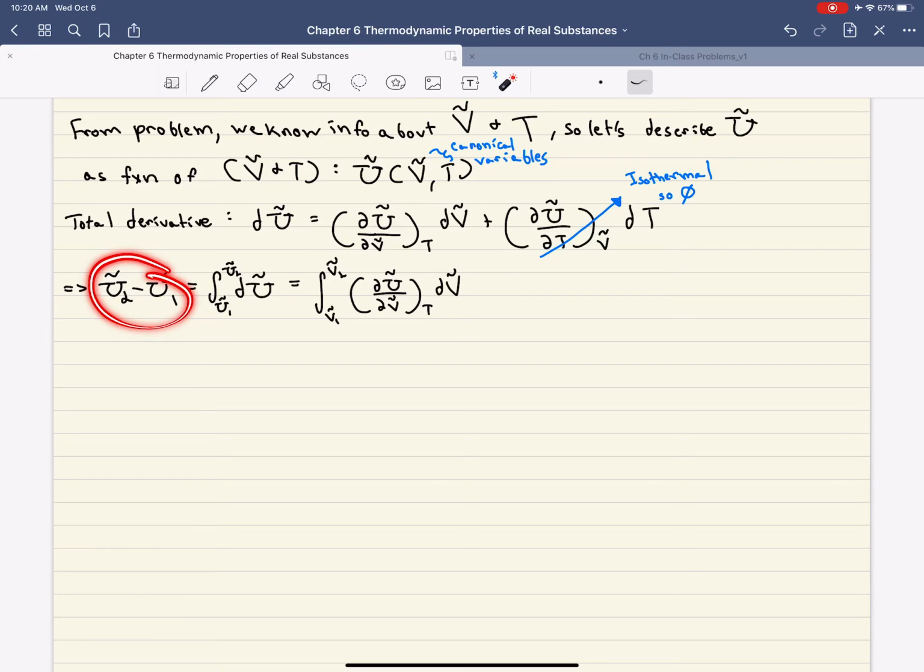All right, and so integrating this just gives us that. But on the right-hand side, this looks a little bit weirder, right? Now we're integrating a partial derivative. And what exactly does that mean? In fact, how exactly is U a function of V? How are we going to integrate that?